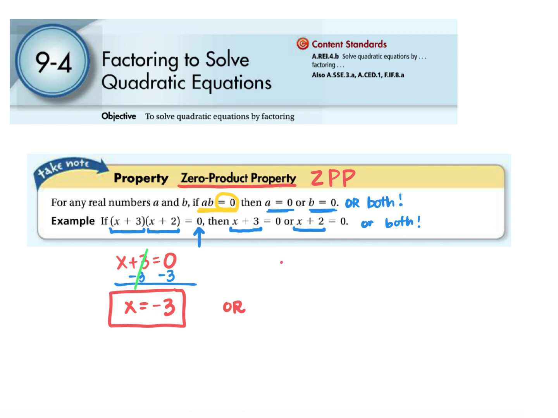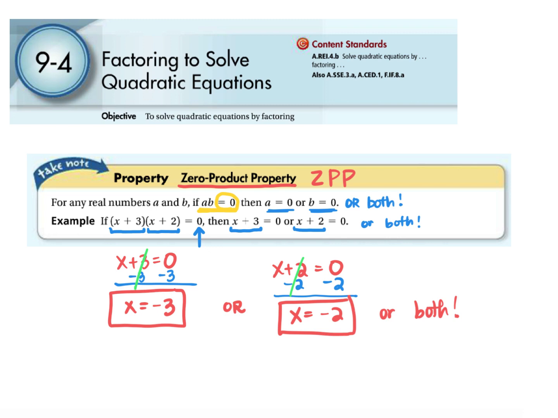It might be the x plus 2. That could be equal to 0. And so then I would subtract 2 from both sides. And the plus 2 and the minus 2 cancel out. And then I'd be left with x equals -2. That could be the answer. Or both could be the answers. So you have options, you have choices. That is called the zero product property. But it has to be for a problem that's equal to 0. Let's keep practicing that.